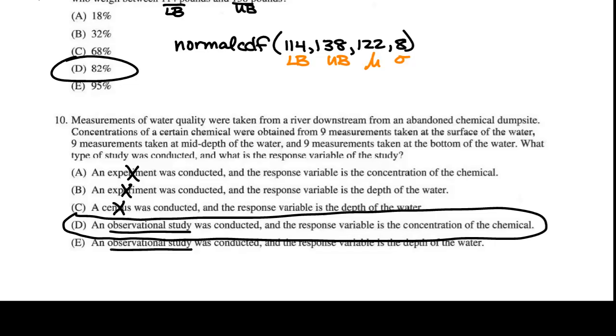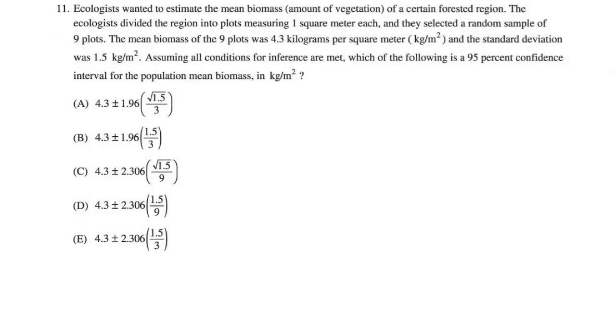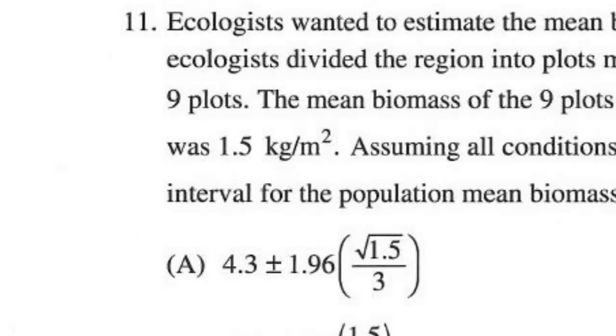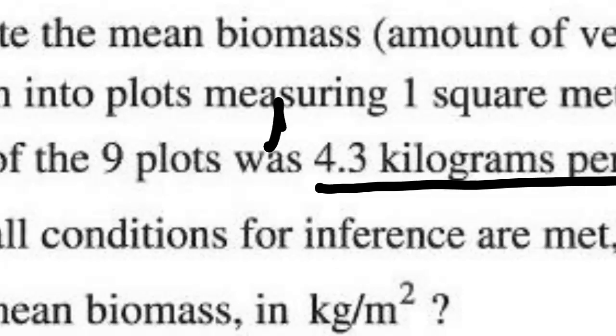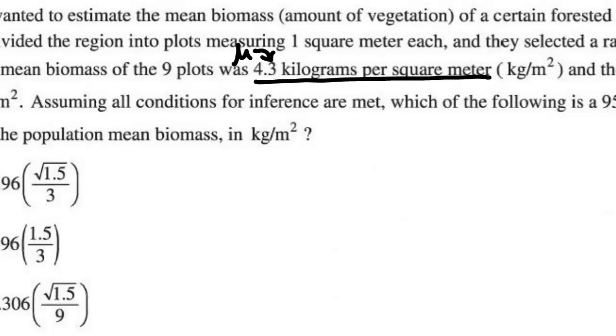All right. Number 11. Almost everybody missed this one. Ecologists wanted to estimate the mean biomass, amount of vegetation, of a certain forested region. The ecologists divided the region into plots measuring 1 square meter each, and they selected a random sample of 9 plots. Right here, they're telling me N. The mean biomass of the 9 plots was 4.3 kilometers per square meter. So that's mu. Is that the mean of means, or is that the mean of proportions?